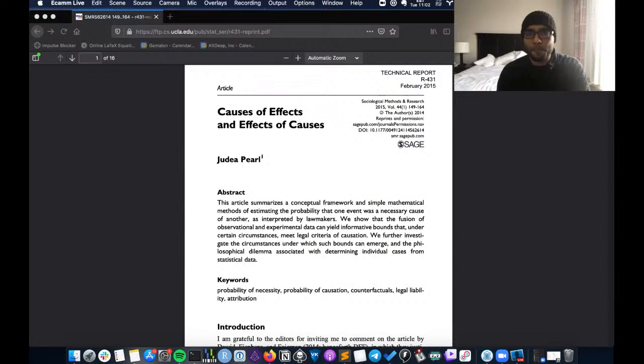Let's see. So this week in our deep causal probabilistic programming reading group, we're reading this paper, Causes of Effects and Effects of Causes. Let me get that on the viewer here. Great.